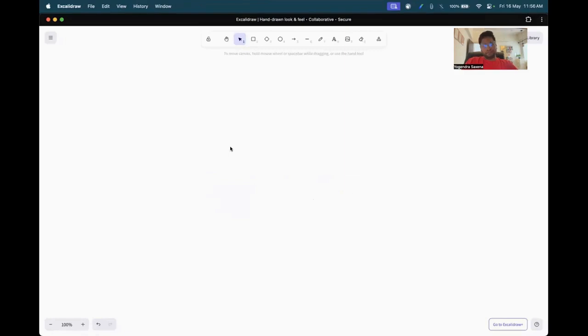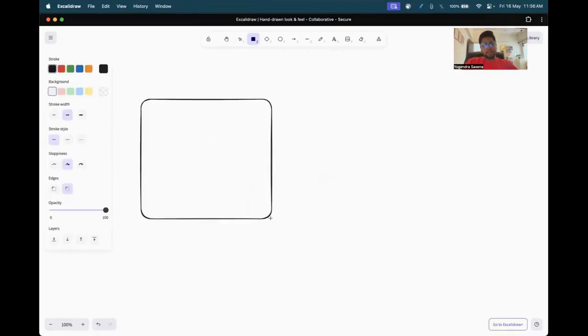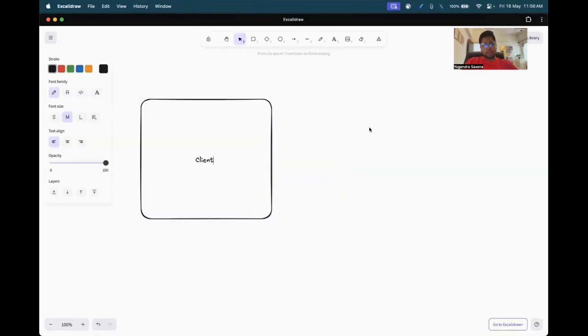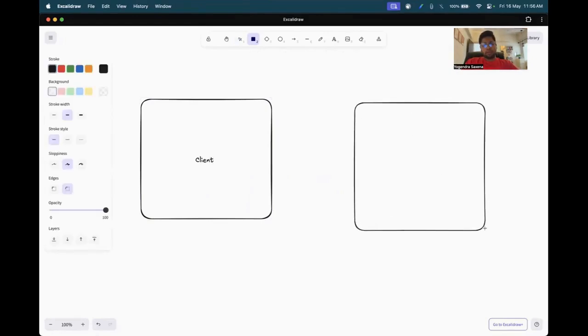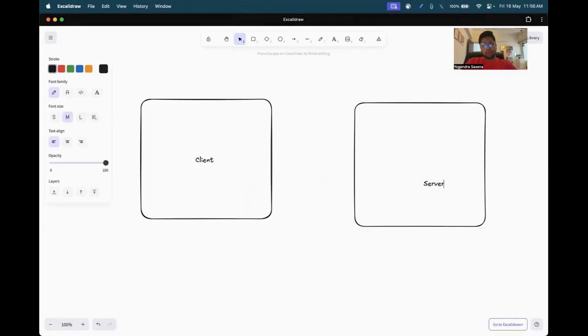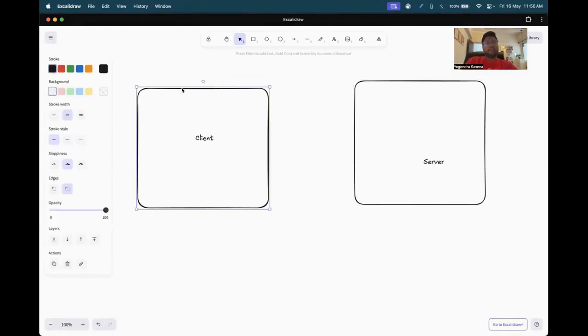So let me share my system so that things are a little clear when I teach. Okay, let's say we have a client, and we have a server, right? That is how. So let's talk one by one. Let's start with the symmetric encryption.